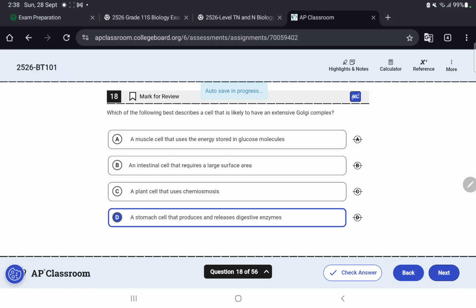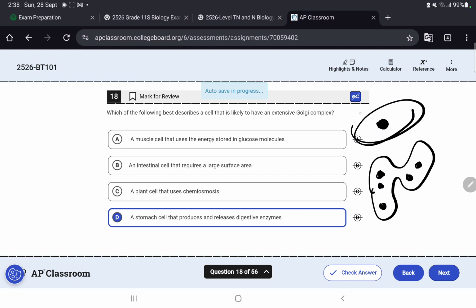Which of the following best describes a cell that is likely to have an extensive Golgi complex? What the Golgi complex does is package and modify the proteins that were created by the ribosomes. You have ribosomes on the RER, the rough endoplasmic reticulum, and you have ribosomes just in the cytoplasm. They create proteins. These go to the Golgi complex. I am a horrible artist. This is the Golgi complex. It doesn't actually look like this, but yeah.